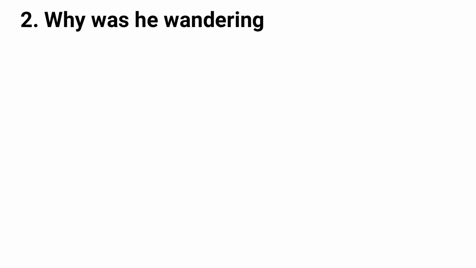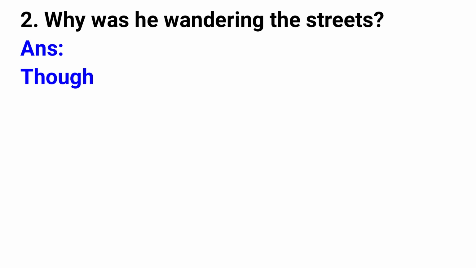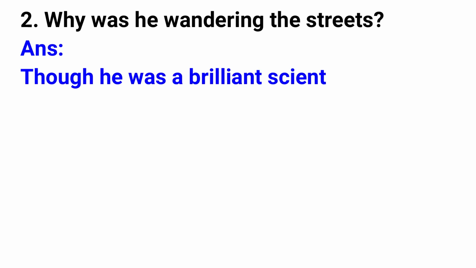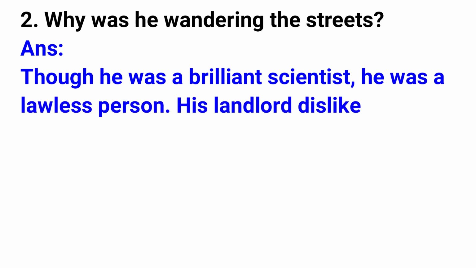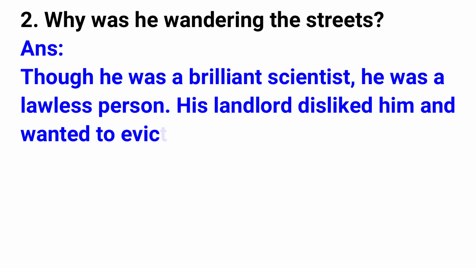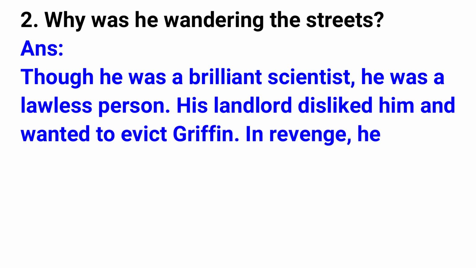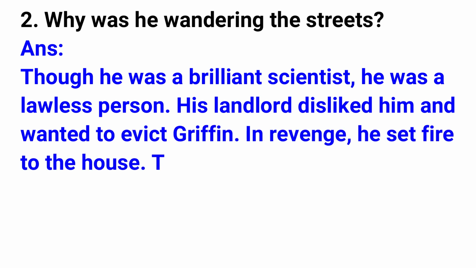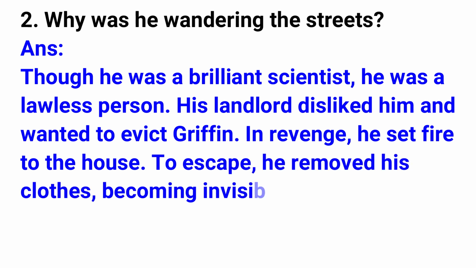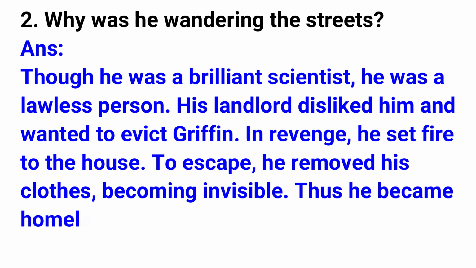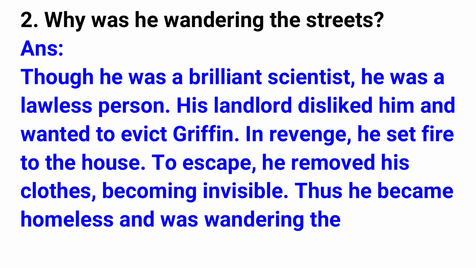Question 2. Why was he wandering the streets? Answer. Though he was a brilliant scientist, he was a lawless person. His landlord disliked him and wanted to evict Griffin. In revenge, he set fire to the house. To escape, he removed his clothes, becoming invisible. Thus he became homeless and was wandering the streets of London.